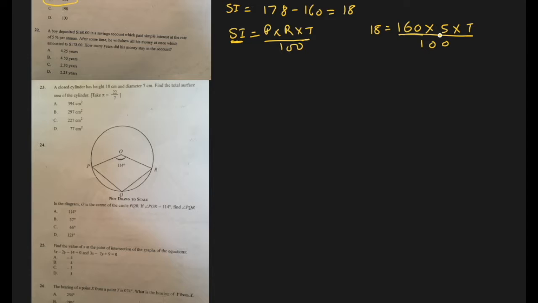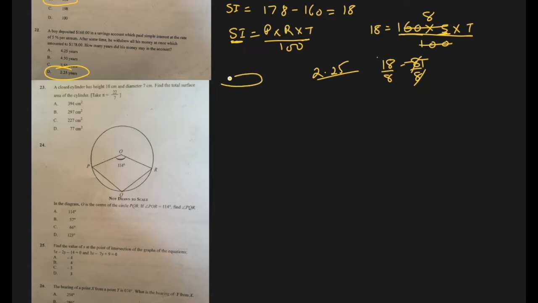So 160 times 5 is 800. 800 divided by 100 will be 8. Okay. And 8T equal to 18. Divide both sides by 8. So 8 times 2, 16 and 0.25. 2 and a quarter of a year. 2.25 years.